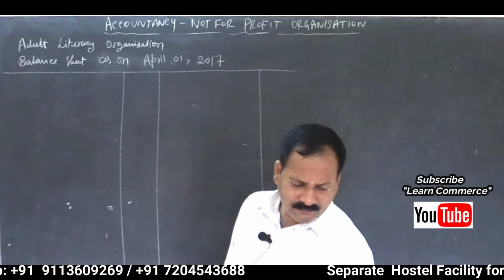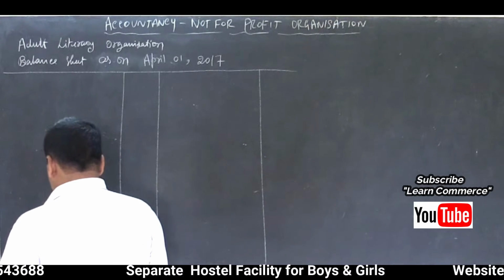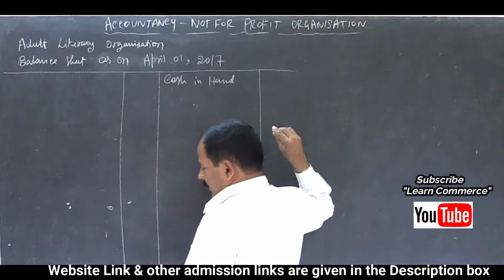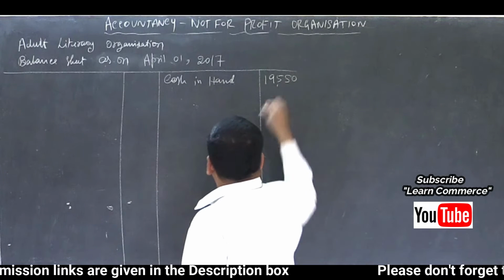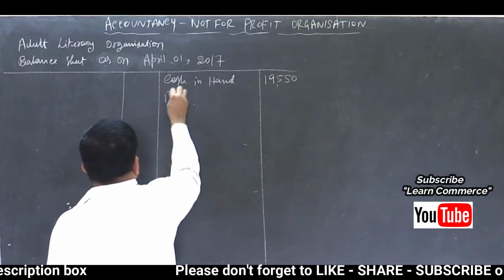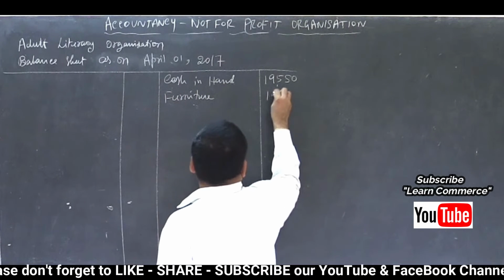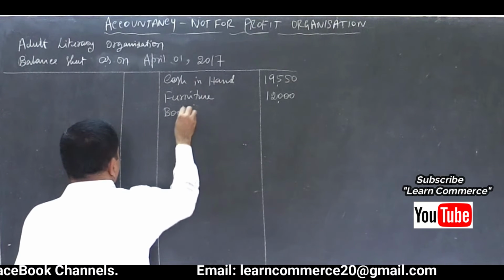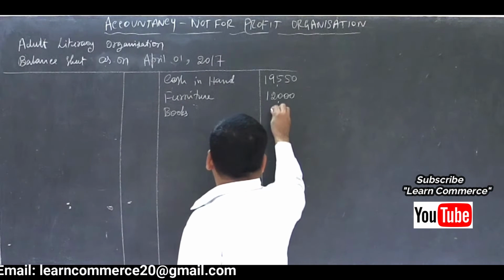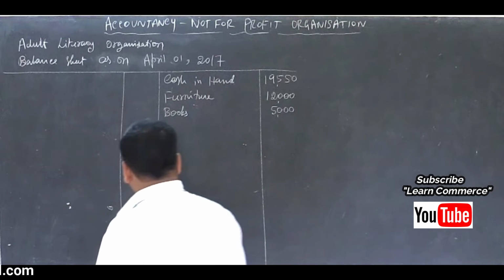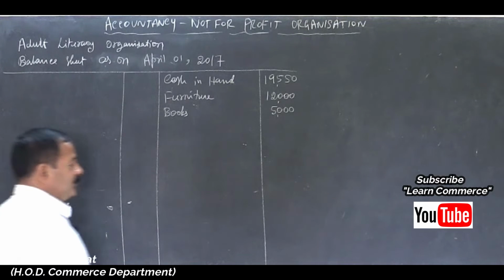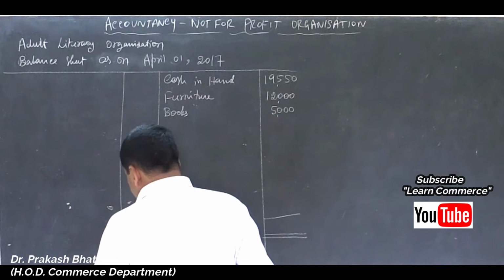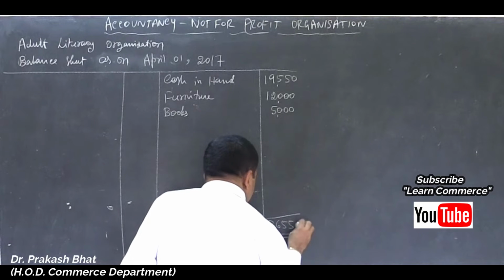What are the items to be entered? Adult Literacy Organization, right? Yes. Cash or cash in hand. How much? 19,550. Then furniture 12,000. Then books. How much? 5,000. That's all. Close it. Find out the difference. That itself is the capital fund, right? How much? 36,550. Is that correct? 36,550.